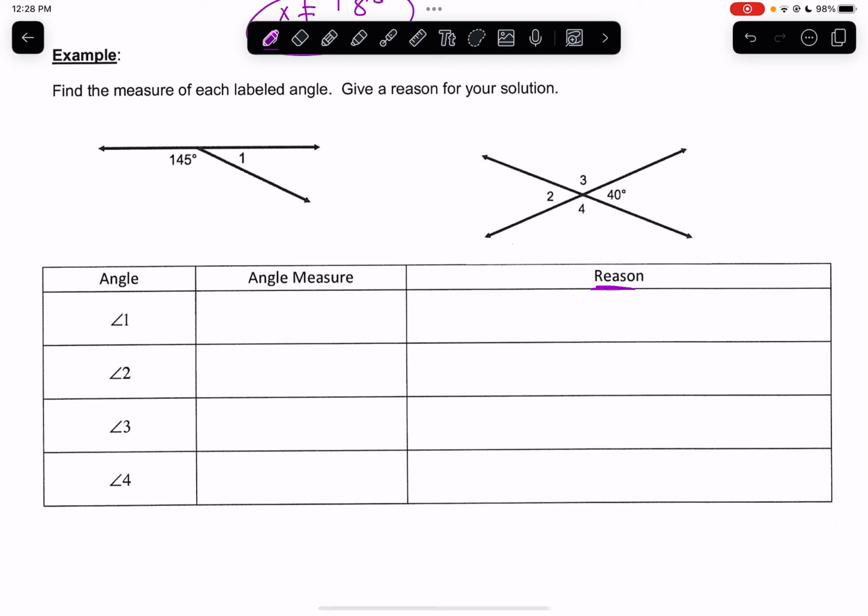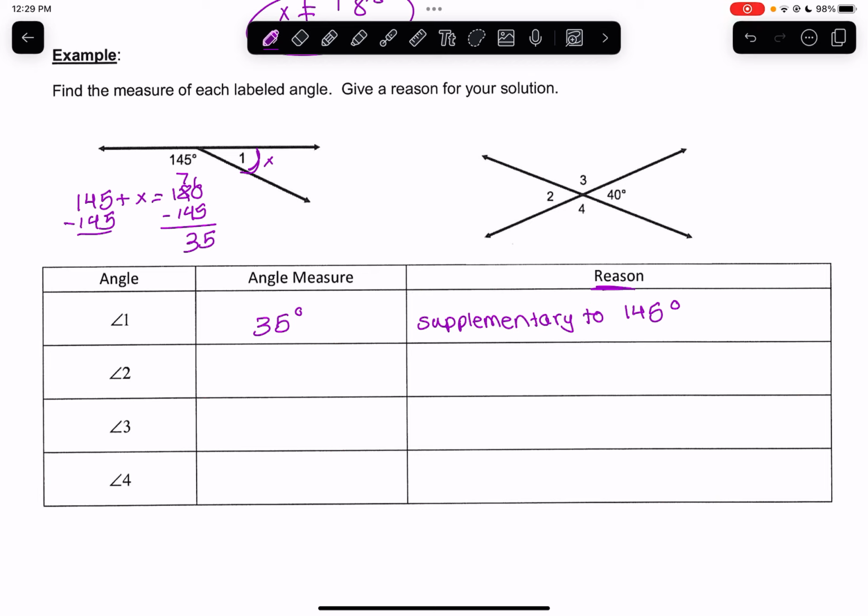Now this is an interesting exercise because you're going to be asked for the angle measurements, but also the reason. So give a relationship that allows you to say that. So if I look at angle 1 here, I know that angle 1 is supplementary to 145 degrees. Since it is supplementary, I know that 145 plus this value has to equal 180. So all I have to do is solve for X.